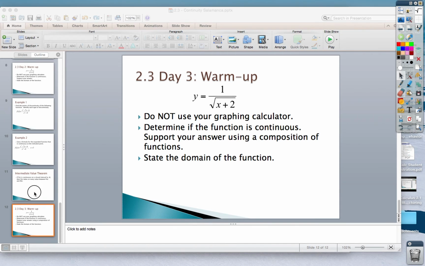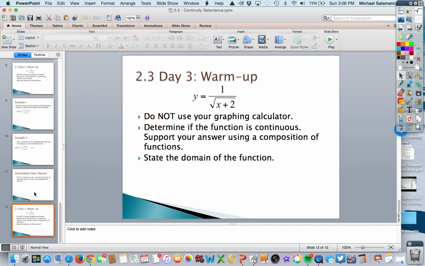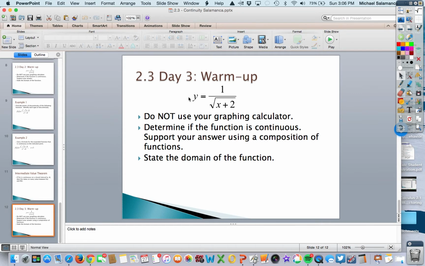Now, we're going to be working on this the majority of the week, so as you have questions, please let us know. We're going to do one more example problem. It's very similar to what we've done in the past. So determine if the function is continuous, which we can show. Support your answer using a composition of functions. This way we can make this a little bit more tangible for you.